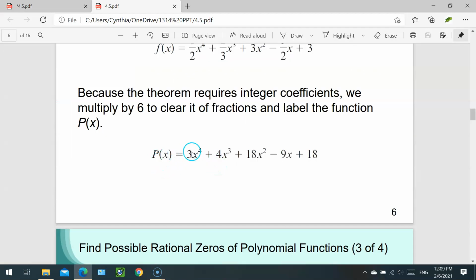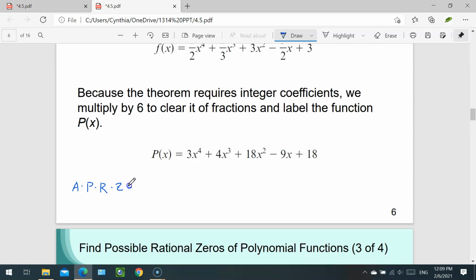Once your polynomial function has all integer coefficients, then we can find all possible rational zeros. Up here you are looking for all possible rational zeros. You are not solving for it yet. You're just finding the starting point.